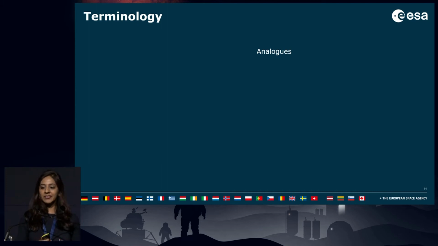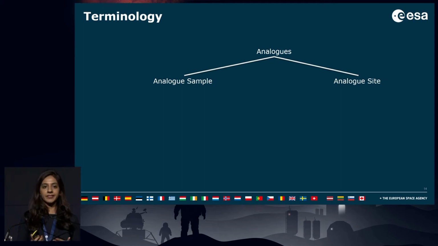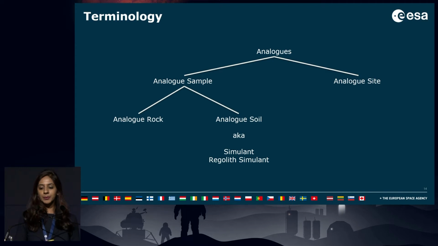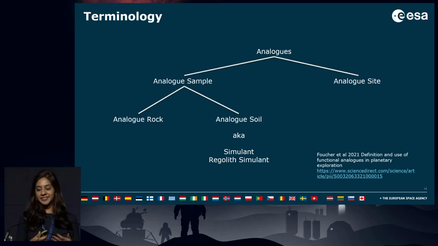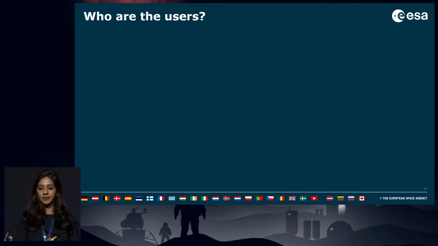In the space context, we'll usually talk about analog samples or analog sites, so terrestrial things that are like extraterrestrial things. So an analog site on Earth is going to be similar to a site somewhere on Mars or the Moon or other planetary body. So in terms of analog samples, I'll focus on geological samples or naturally occurring samples. So I'll talk normally about analog rocks and analog soils, which are also known as simulants or regolith simulants. And if you're interested in this aspect, there's more that you can read in this reference here, JHU-APL 21.